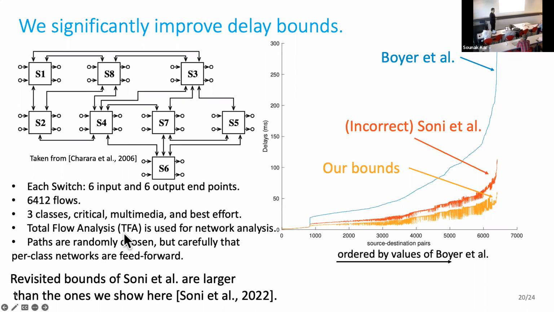Can you repeat the question? The question is, do we use a strict service curve for the network analysis? That's correct. Each component is strict, but if you make a network to combine them, there's no convolution. No, there is no convolution. So we are using TFA. When we visit a node, we compute a delay bound and propagate the arrival curves.